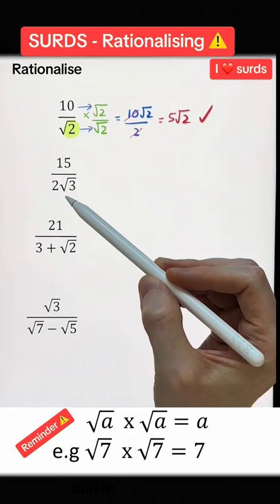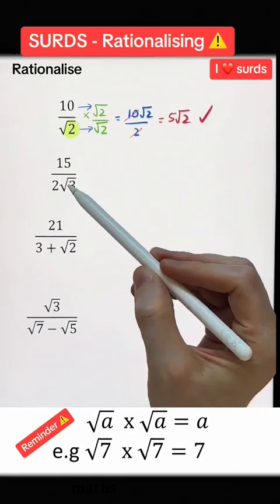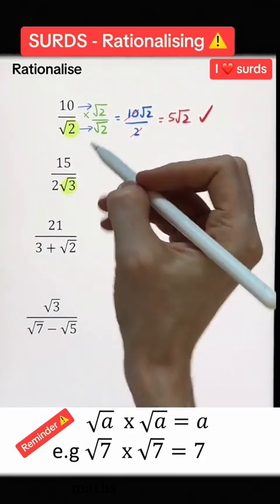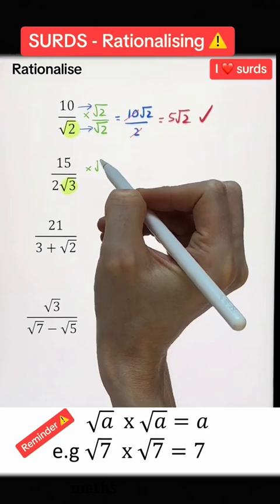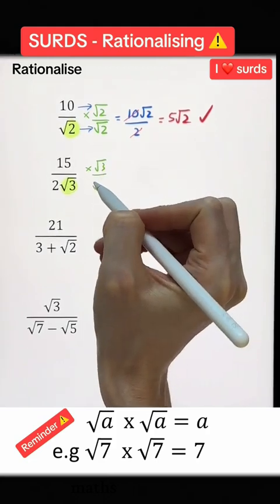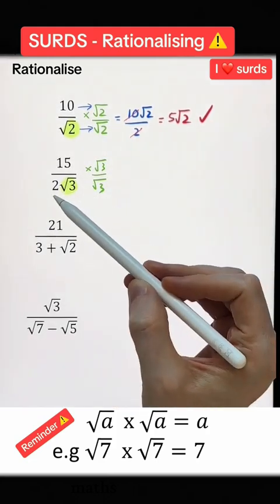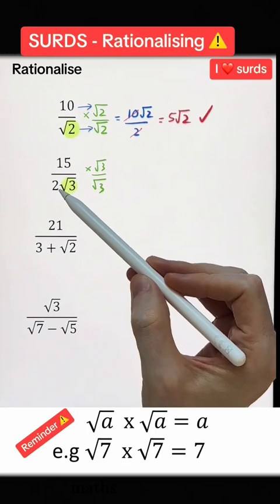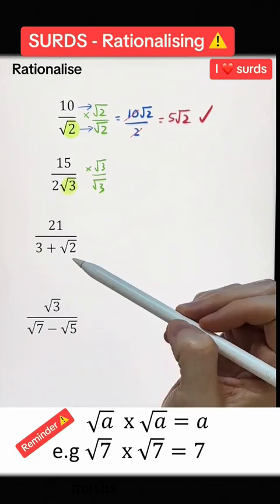For part B, again, I've got a single term on the bottom. Hence, I just multiply the top and the bottom of my fraction by that same root. In this case, I just multiply the top and bottom by root 3. Please note, I don't need to multiply top and bottom by 2 root 3, as rationalise just means to eliminate the root from the bottom of the fraction.